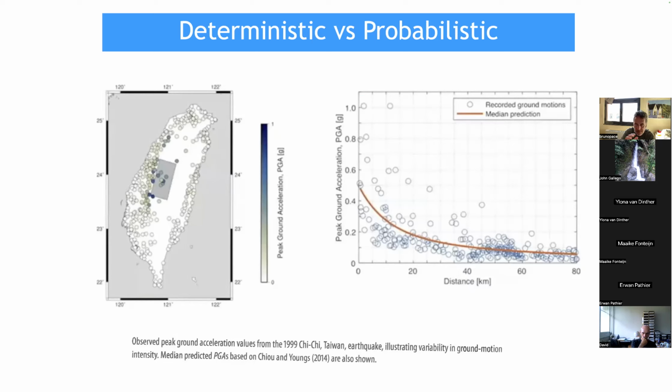Starting from the same source, this is one earthquake, so we know that the rupture is that one, but at the same distance we have big differences in terms of peak ground acceleration. For example, at more or less 10 kilometers, we have values from around 0.1 to 1 g at the same distance.